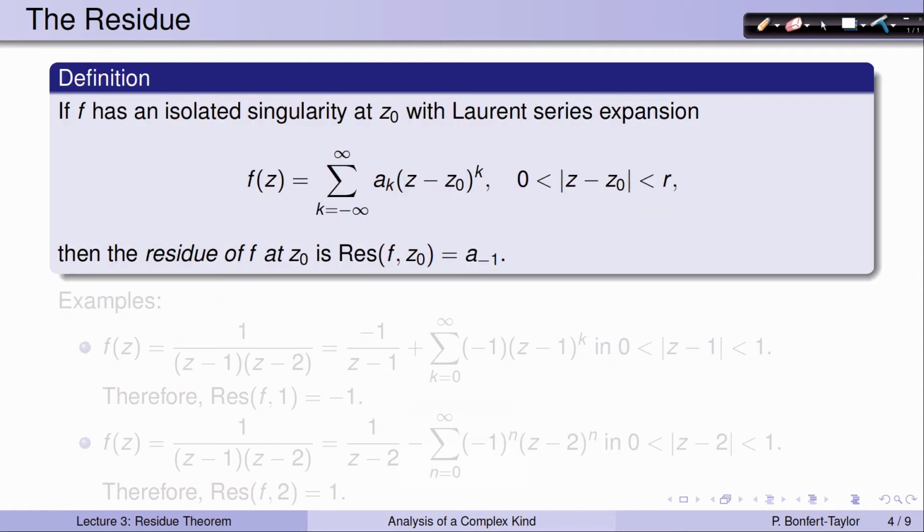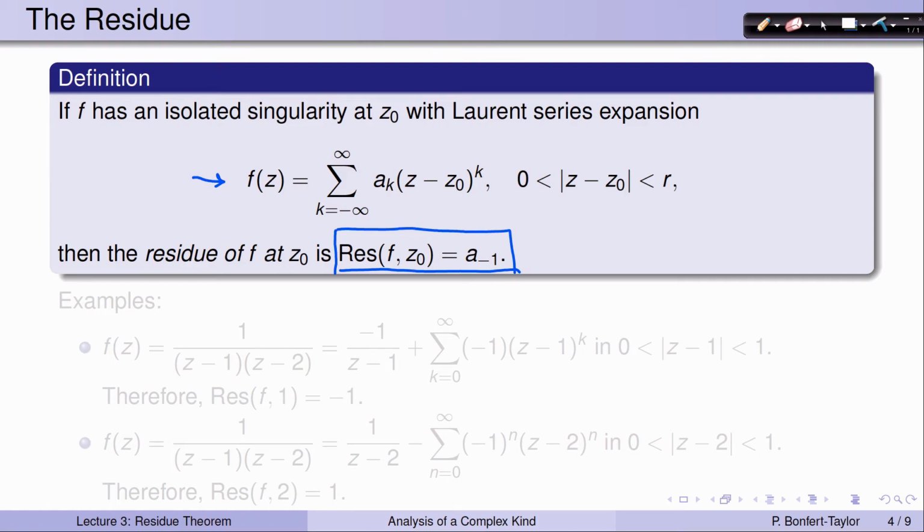This a-1 is so special that it even gets a name. If f has an isolated singularity at z0 with this Laurent series expansion right here, then the residue of f at z0 is exactly this a-1 term. So this a-1 term is called the residue of f at z0.